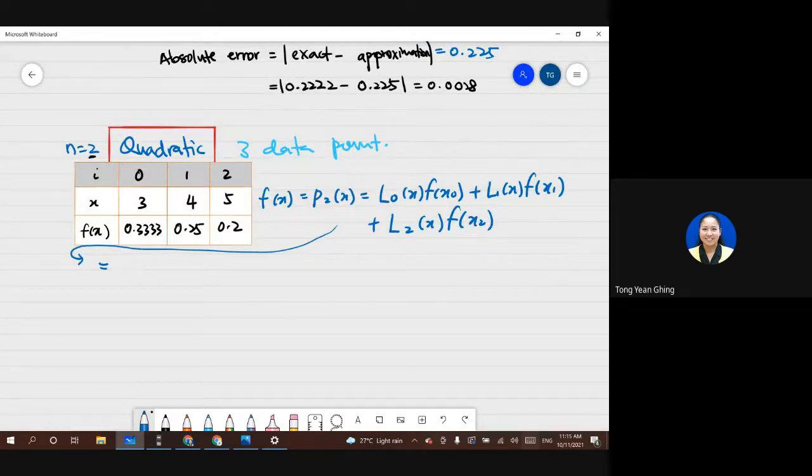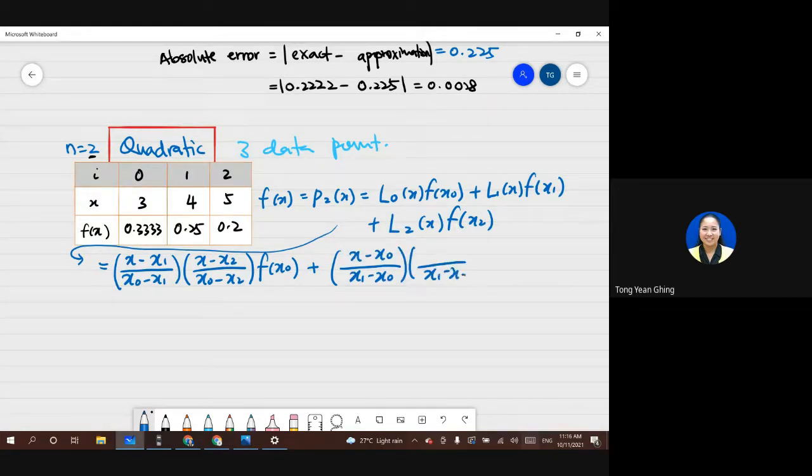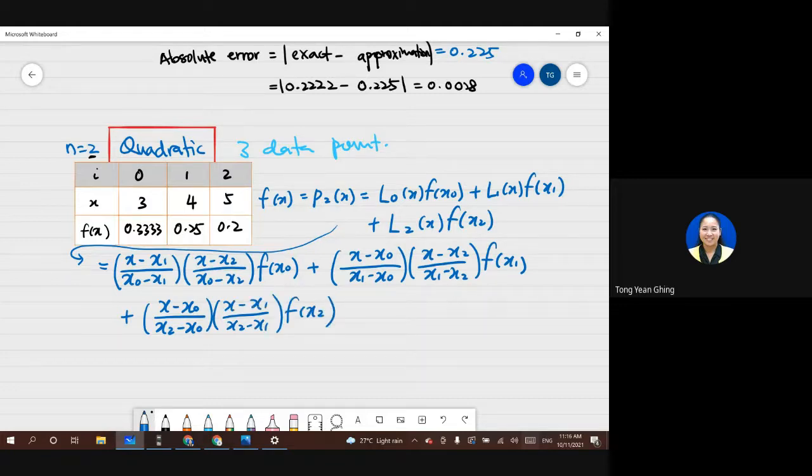So I put this one. L0 is, because we have 3, start with x0 minus x1, x minus x1, x0 minus x2, x minus x2, f(x0). Plus x1 minus x0, x minus x0, x1 minus x2, x minus x2, f(x1). Plus x2 minus x0, x minus x0, times x2 minus x1, x minus x1, f(x2). So like this.